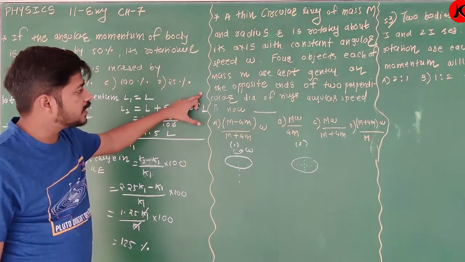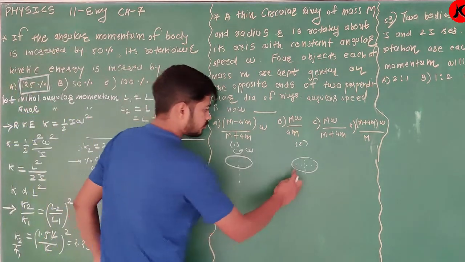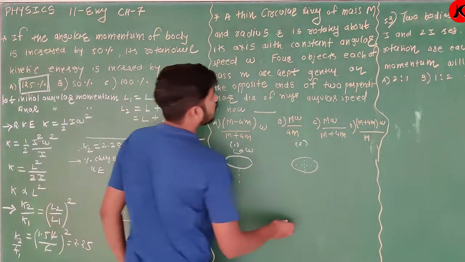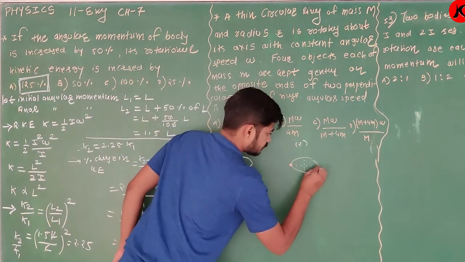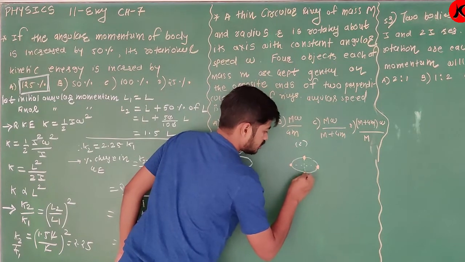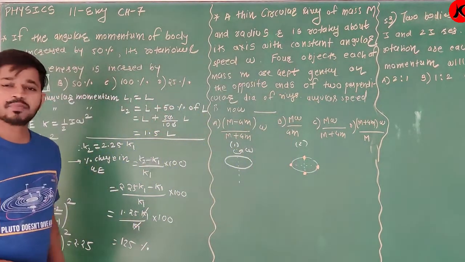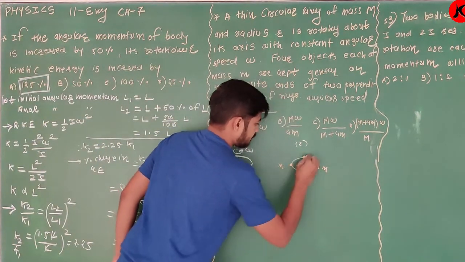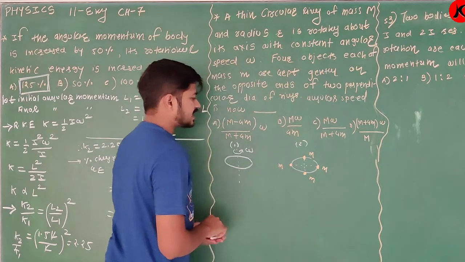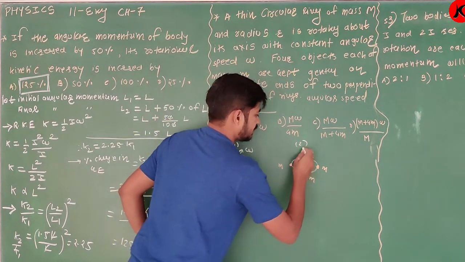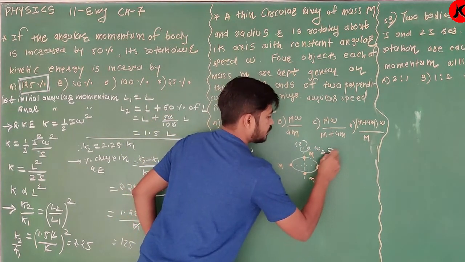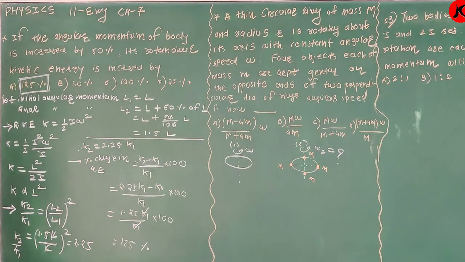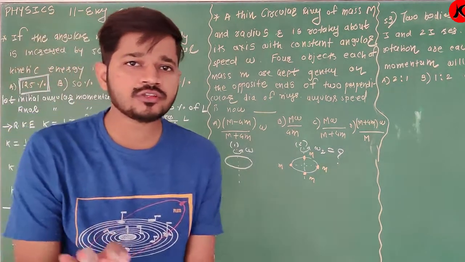Four objects are placed at diametrically opposite ends of two perpendicular diameters, like this. Each has mass m. Then about the same axis, what is the angular speed? That is your question. Do you understand the question? See, it is simple.